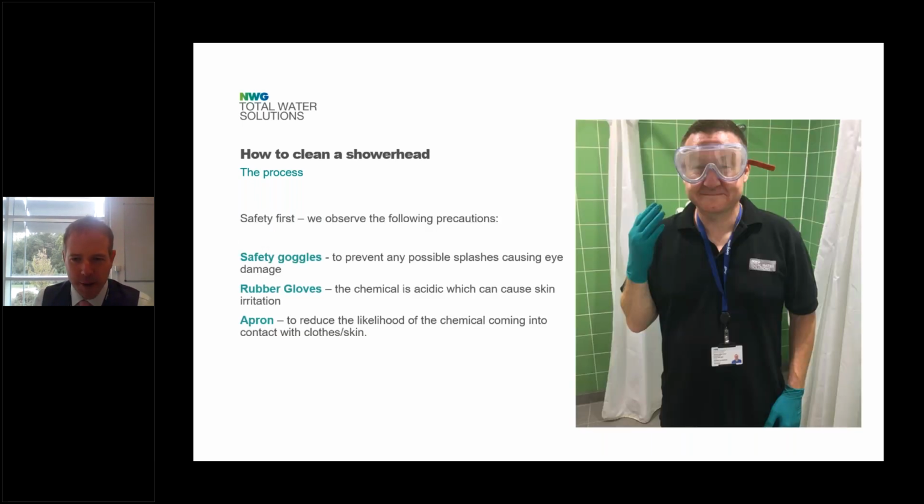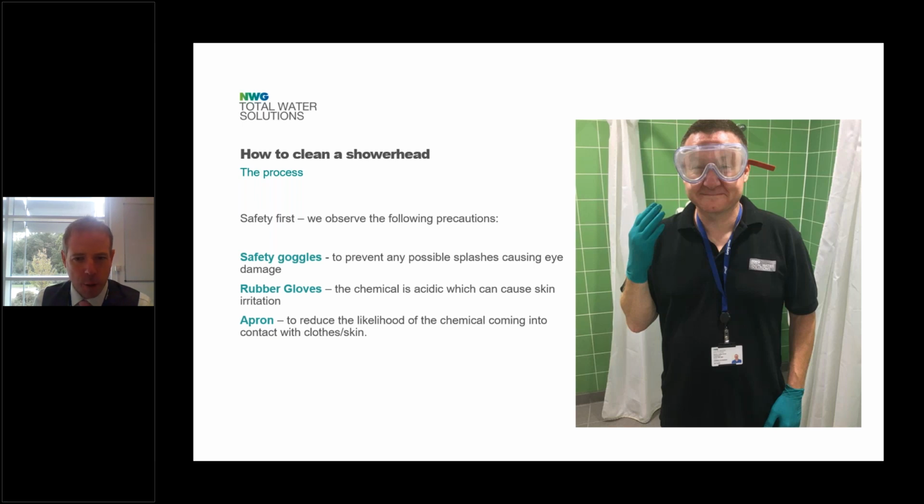We've got one of our technicians on the right-hand side of the photograph there. This is the lovely Ed. Part of his day job is to go around to properties for us and descale shower heads. Obviously this is a health and safety based process, so it starts at the beginning with correct PPE. You can see you've got correct safety goggles there. It is a mild acid. It's not particularly strong, but you certainly won't want to rub it in your eyes. So you can see that Ed has got his safety goggles on.